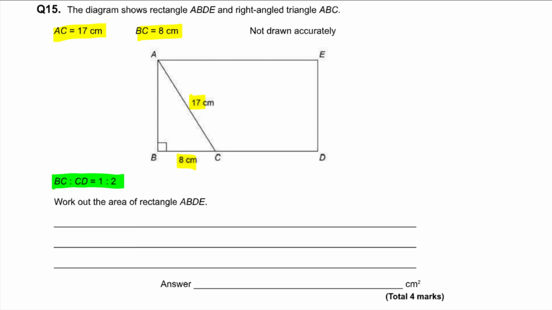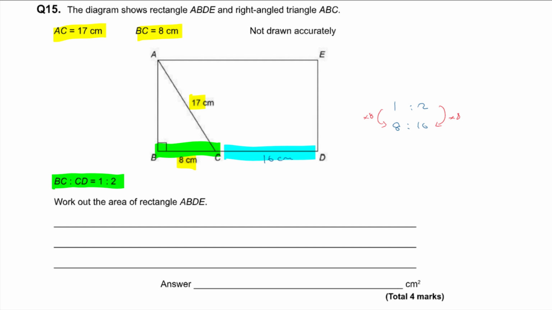The ratio of BC to CD is 1 to 2. So where's BC? BC is down there, and CD is over there. So I've got BC and I've got CD over there. Okay, so if these are in a ratio of 1 to 2, then we know that BC is 8. The other one is going to be, well, we're timesing by 8, aren't we? Timesing up by a factor of 8. So this side timesing up by a factor of 8 is going to give me 16. So that side there is 16 centimeters.